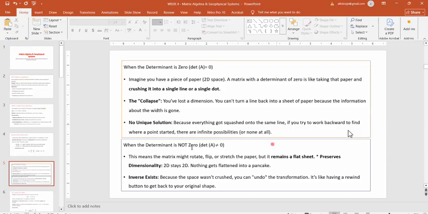But on the flip side, you have a non-zero determinant. This means that the matrix might rotate. You see, a matrix, be it 2D or 3D, means the shape is not lost. If a 2 by 2 rotates, flips, you still have the dimension intact, or stretches, but remains a flat sheet. Then the dimension is still preserved. 2D stays 2D, nothing gets flattened into a pancake.